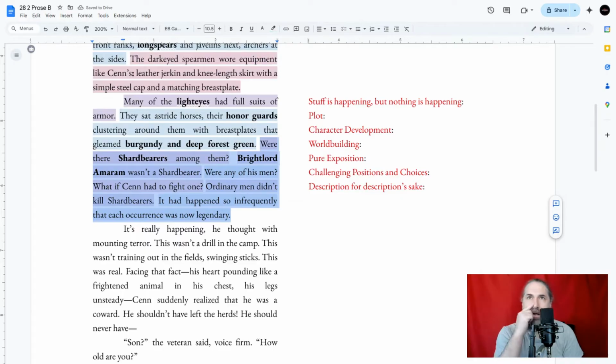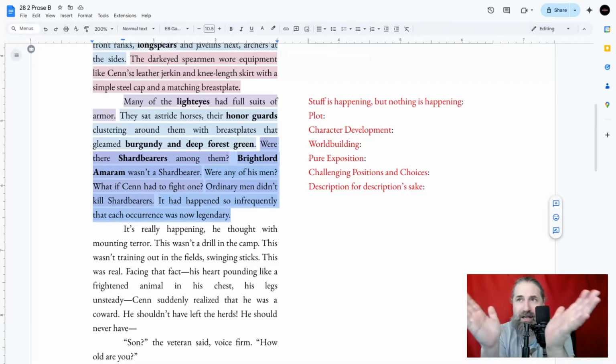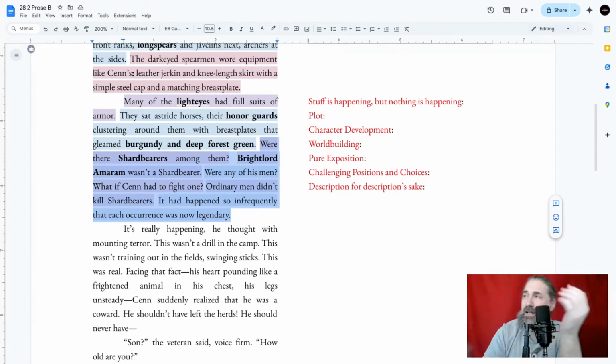All this is through the thought of Shen. And this whole passage is through the experience of Shen. So now this does not fall under stuff is happening, but nothing is happening, because we are experiencing these specific thoughts and what he is observing through the character Sen. Okay, I could be saying that name completely wrong. I apologize. But we are learning a lot as well.